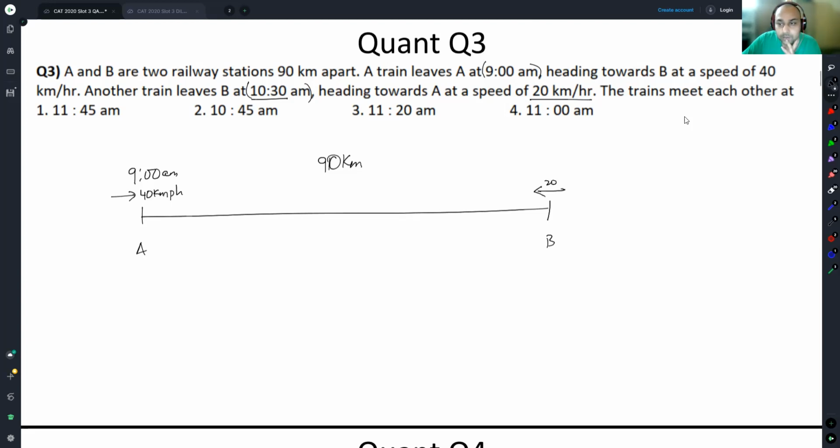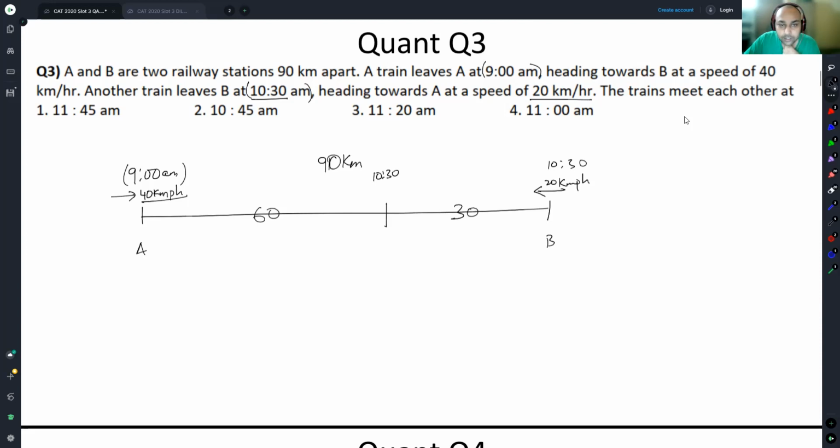Train starts from here at 20 kmph and starts at 10:30. So can I say for the first 1.5 hours, only this train was moving? Only this train was moving. So this train in 1.5 hours would have covered 60 kilometers. 60 is already done. Distance left is 30.